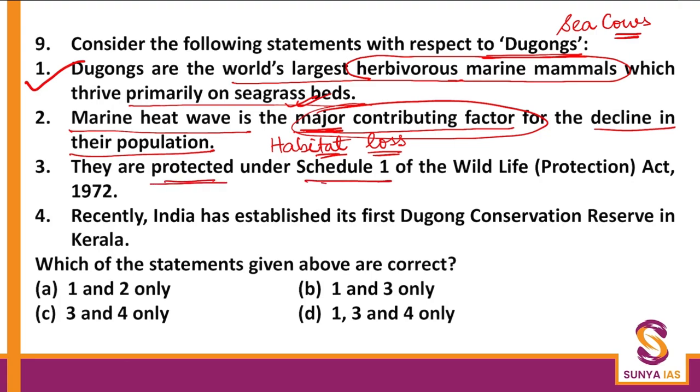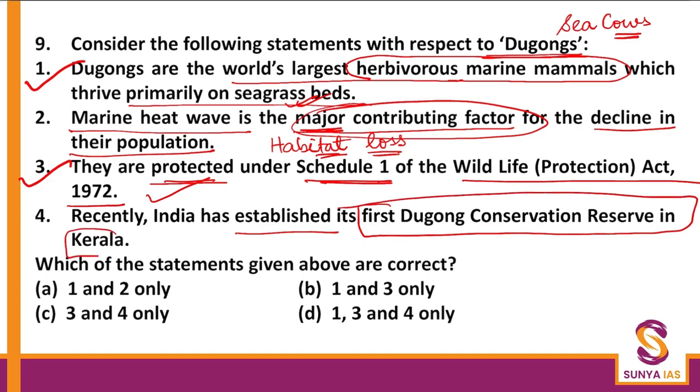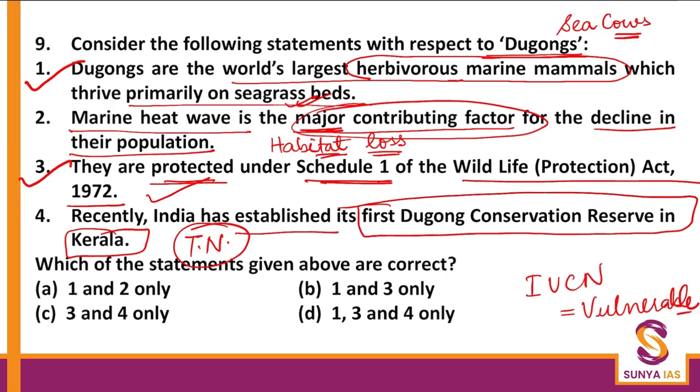Statement 3. They are protected under Schedule 1 of the Wildlife Protection Act 1972. Correct statement. Statement number 4. Recently, India has established its first dugong conservation reserve in Kerala. Yes class, the statement is partially right and partially wrong. Because India recently has established its first dugong conservation reserve, but it is in Tamil Nadu, not in Kerala. Got it? Its IUCN status is vulnerable. They are found in the Gulf of Mannar. Okay, on the map, they are found in the Gulf of Kutch as well, and Palk Bay and Andaman. Correct answer should be B, 1 and 3.